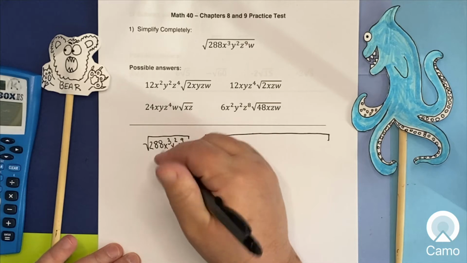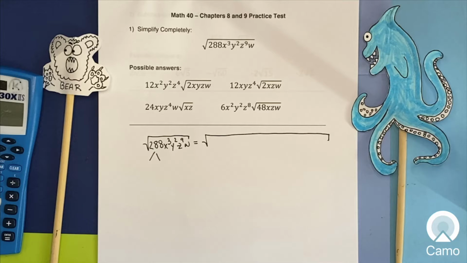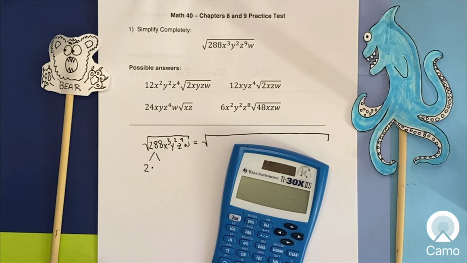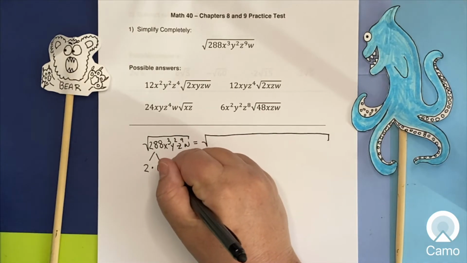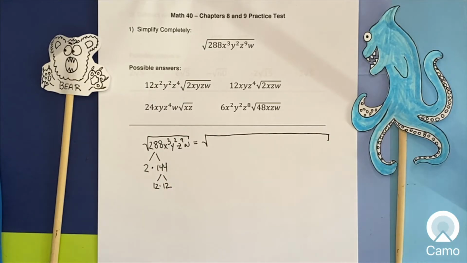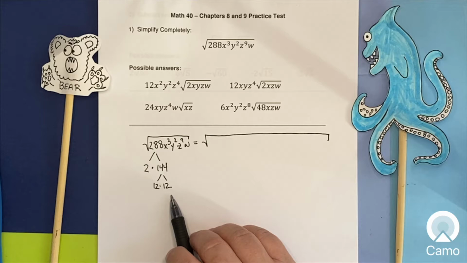So in order to do that, I'm going to break down 288. Off the top of my head, I don't know what goes into 288, but I know 2 does. 288 divided by 2 is 144. Woohoo! 2 times 144. And then I happen to know that 144 is 12 times 12. Now, here's the thing. You can keep going all the way down to the prime factors, or you could see that you have 2 numbers that are twins that can go running through the woods.